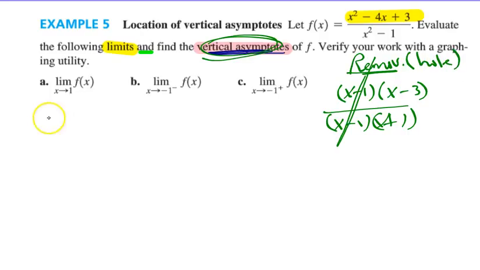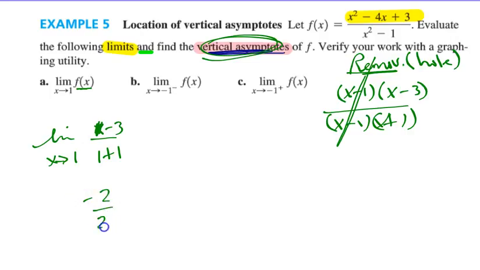So the real function, when they ask for f of x, I'm really just thinking about x approaching 1 for x minus 3 over 1 plus 1. We're letting x be 1. So negative 2 over 2, or negative 1. So the only vertical asymptote would be negative 1.